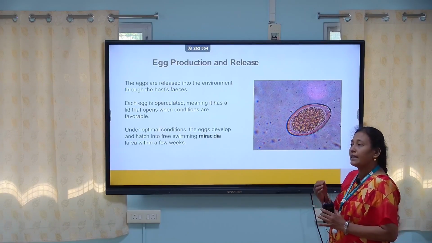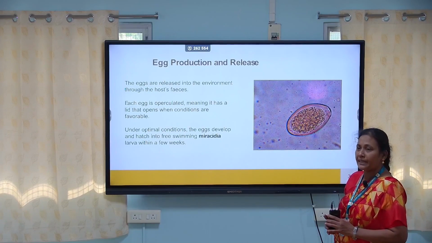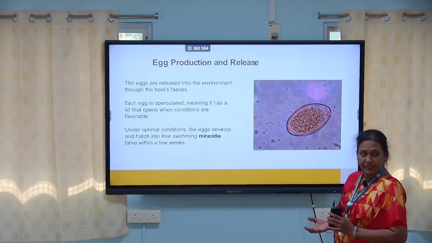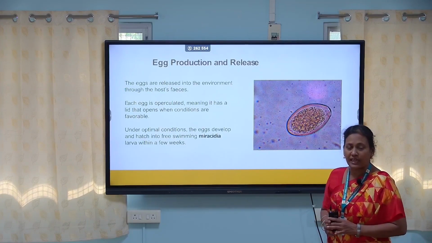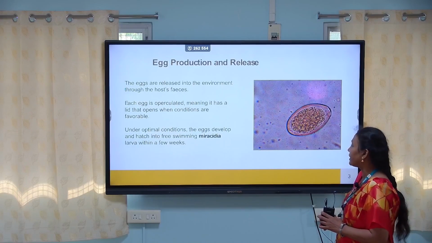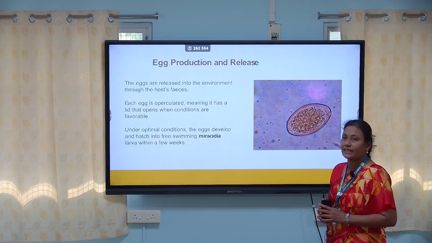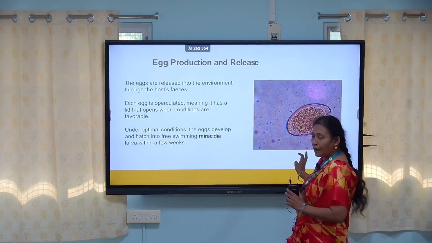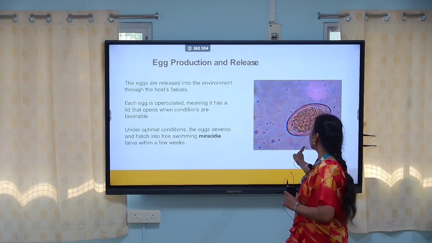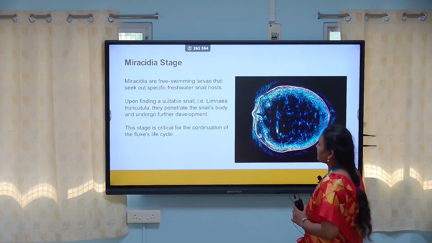If it is laid in a dry place, what will happen? It will die out. If it is placed in a wet place, it has favorable conditions and it will hatch into the free swimming miracidium larva within a few weeks. This is the egg that comes out as the miracidium, a free swimming larva. This is the miracidial stage.